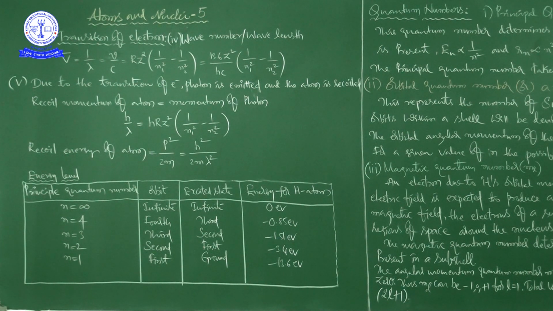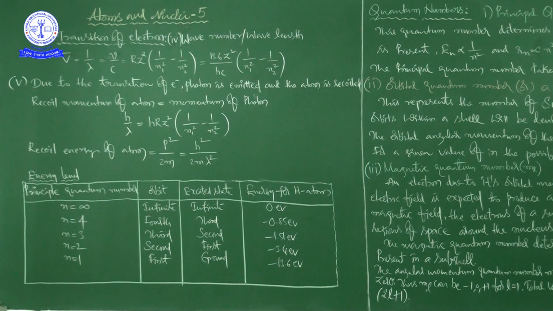Next, fifth point, see here. Due to the transition of electron, a photon is emitted and the atom is recoiled, okay. See here what he is writing next. Recoil momentum of atom is equal to momentum of photon.